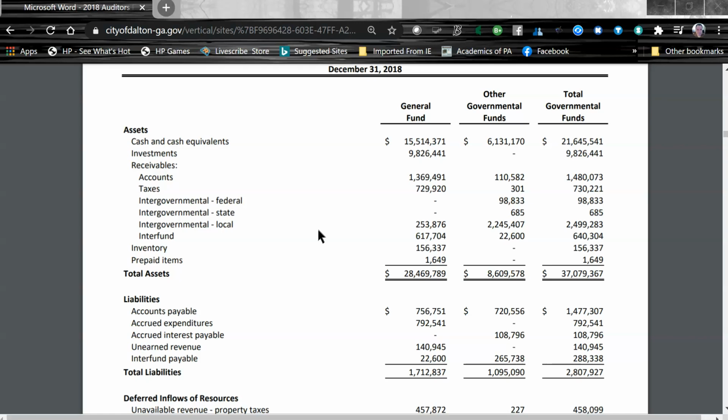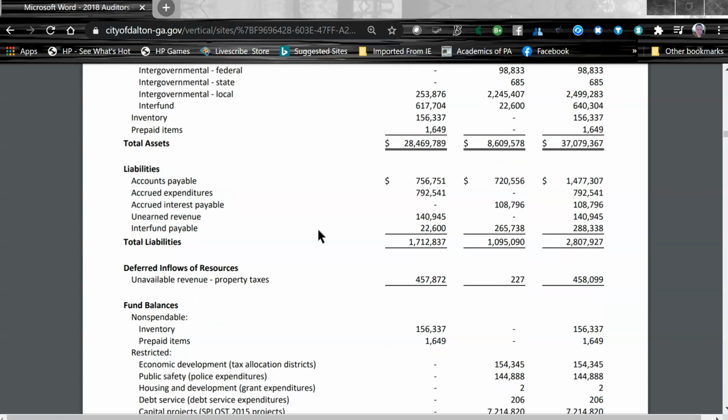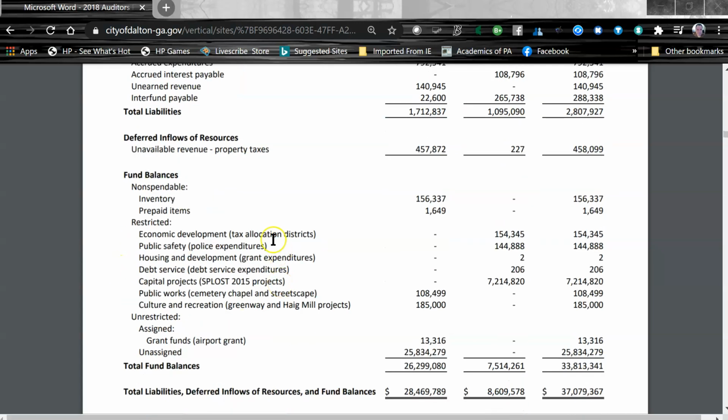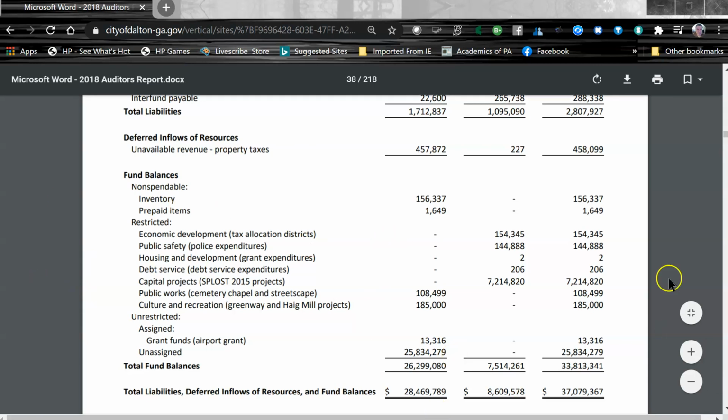And so we've got cash and equivalents, investments, and then various receivables, inventory, and prepaid items. Those are the same things we're used to seeing when we're dealing with our private sector cohorts. For liabilities, we see our accounts payable and accrued other liabilities, our unearned revenue, and an interfund payable. So that's some activity that occurred between funds. And then again, we see our deferred inflows of resources, and this is your unavailable property taxes. And then you've got your fund balance set up.